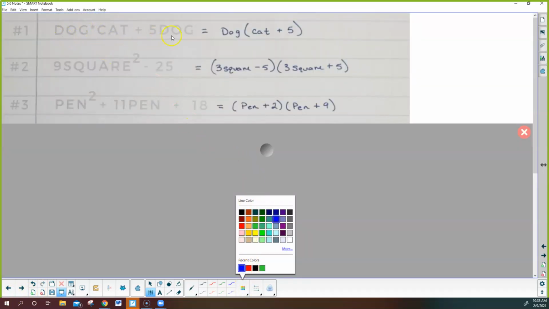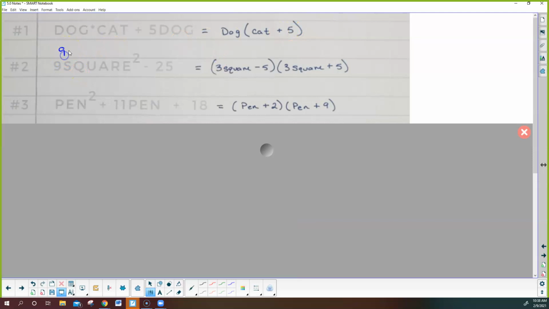So for number 1, we have a dog in common, so we'll factor out the dog. We're left with cat plus 5. For number 2, you could think of this as 9x squared minus 25. And then you're thinking, what are the factors of 9? Well, that's 3x and 3x. And then what are the factors of negative 25? The key is that it's negative. This would not work if it was a positive. But this expression factored is the same as if I had 9x squared minus 25. So that's what we call the difference of squares.